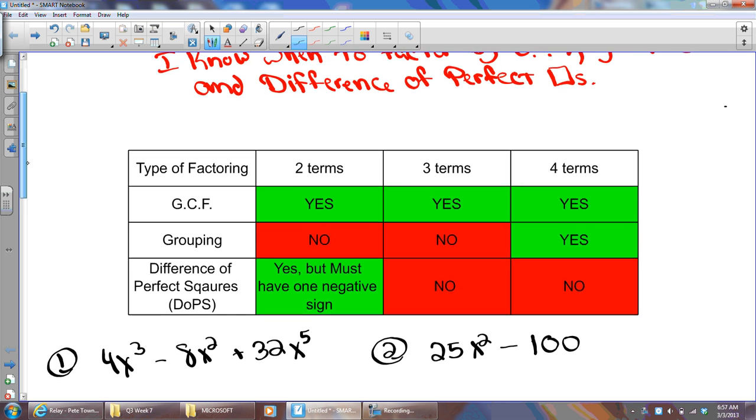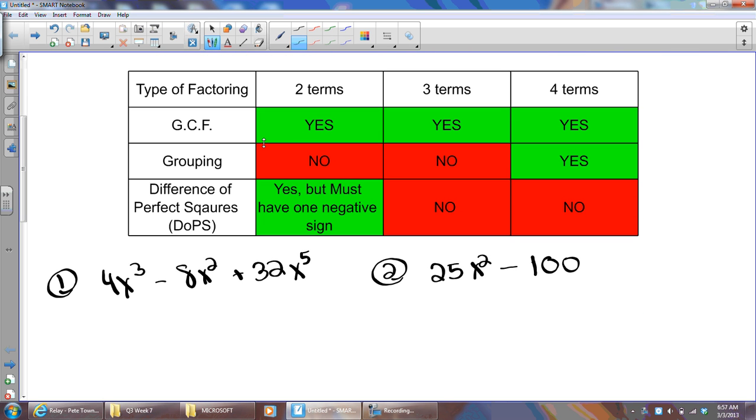All right, now I made this little chart here, and this chart will get longer because we have a couple more types of factoring to learn. But for right now, it's good. It'll serve us very well. And our green areas in here are the go areas, meaning we have this type of factoring, GCF, greatest common factor. If there's two terms, should I GCF? Yep. If there's three terms, absolutely. And if there's four terms, absolutely. I would highly recommend writing this chart down into your notes.